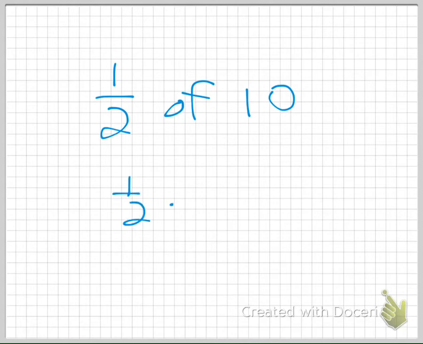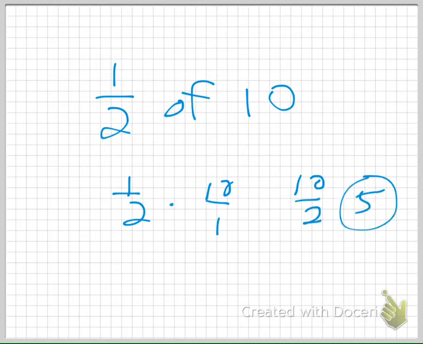Now, what about the word of in math? What does the word of mean in math? If I say, what is half of 10? Of means times. And so here's the deal. If I say, what is 1/2 of 10? You all know half of 10 is 5. So let's make sure that we get it. Half of 10, 1/2 times 10 over 1 is 10 over 2, which is 5. Does that make sense? Of means times. So whenever you're talking about math, and it's half of, or 35% of, or whatever, of means times.